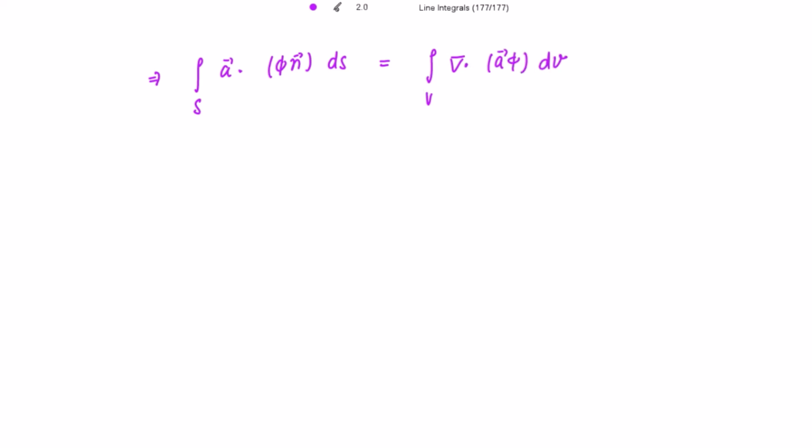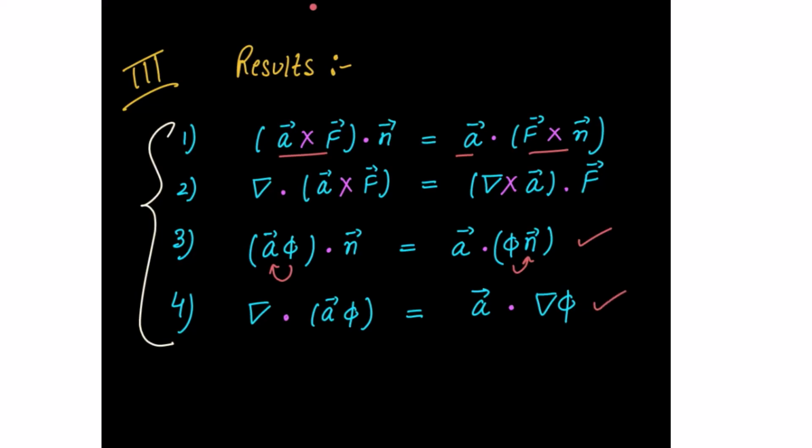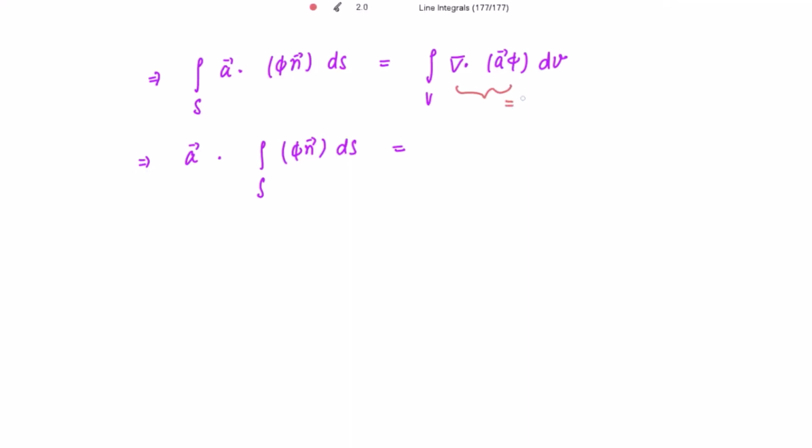Taking this A vector outside, as this is your constant vector, this implies A vector dot product with the surface integral of phi n vector ds equals... Let's apply another result over here, that is the fourth result: the divergence of A vector phi is equal to A vector dot product with grad phi. So this becomes A vector dot product with grad phi.